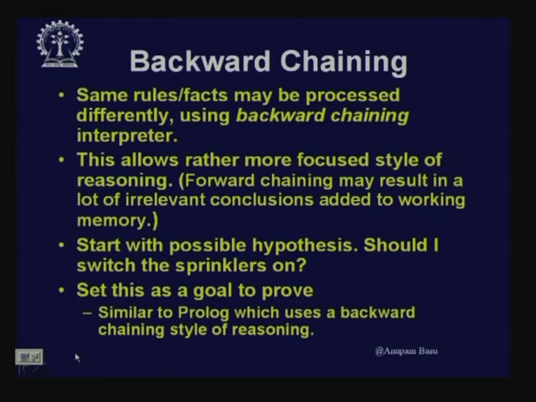Now, we come to the other mode of reasoning, that is backward chaining. In backward chaining, the same problem about the sprinkler on, or the fire, smoke, etcetera, we can deal with using backward chaining. This allows a more focused style of reasoning, because in forward chaining, as we have seen in that example, if our inferencing mechanism is such that we fire a particular rule to generate a particular fact, it may not be useful for proceeding farther. That sort of scenario very much occurs in the case of forward chaining.